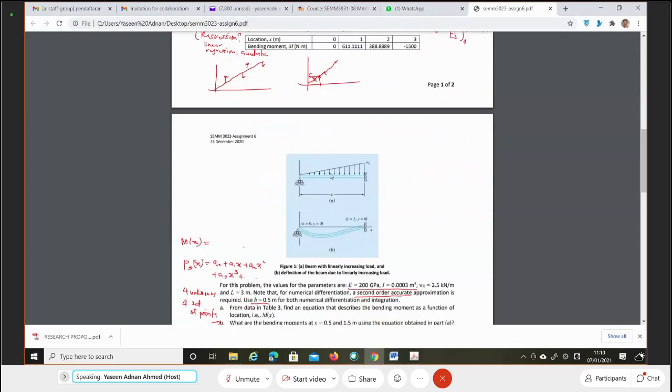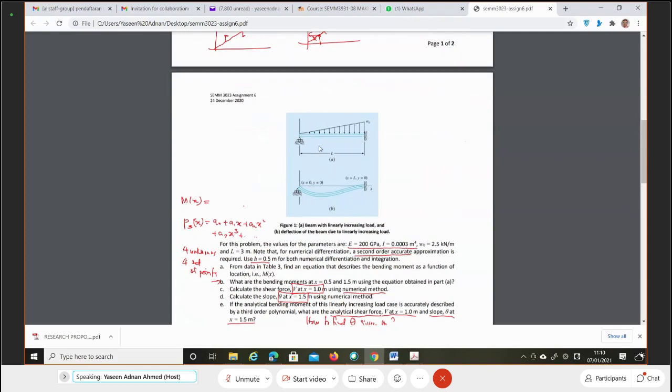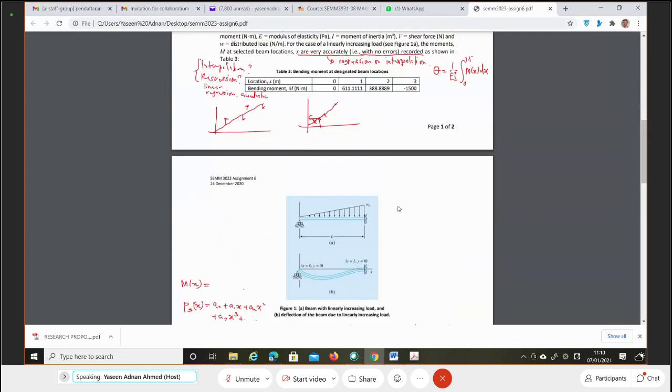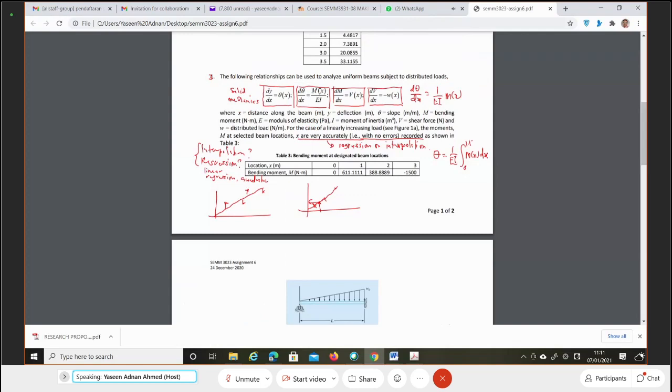So this is the case given. The distributed load is a triangular distribution of load. It could be triangular, it could be rectangular, so sometimes you might get these kinds of problems. Here the load is not directly given. Anyway, these expressions are given, and the location, the position for x equals 0, 1, 2, 3. The values of the bending moment m are given in tabular form.